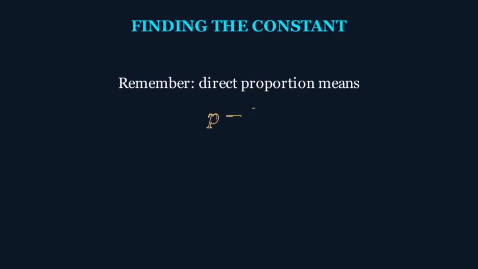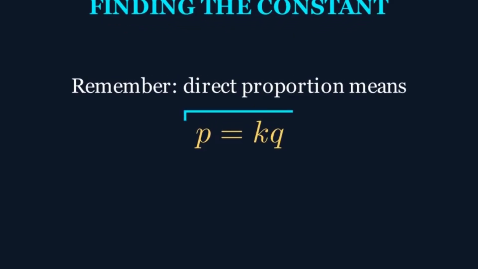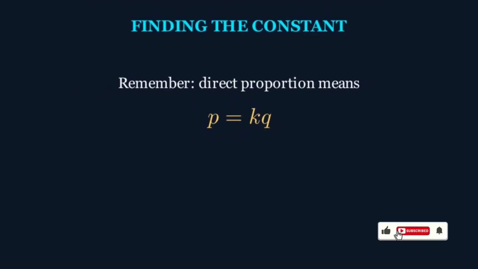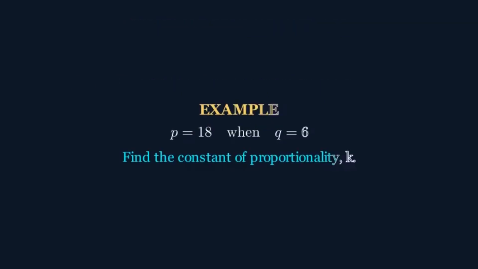Let's take the next step and learn how to find the constant of proportionality. Remember, in direct proportion, we can write the relationship as P equals KQ. Here, K is the constant of proportionality. Let's work through an example. Suppose P equals 18 when Q equals 6. Our task is to find the constant of proportionality, K.